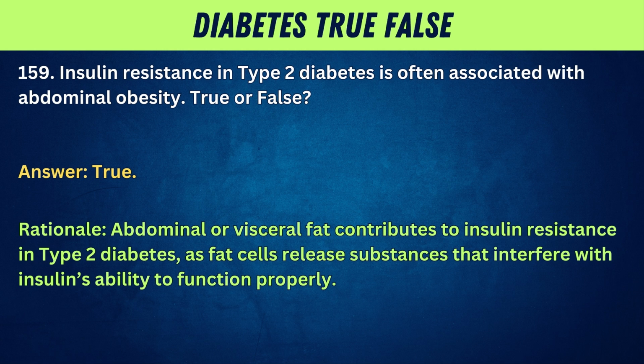159. Insulin resistance in type 2 diabetes is often associated with abdominal obesity. True or false?